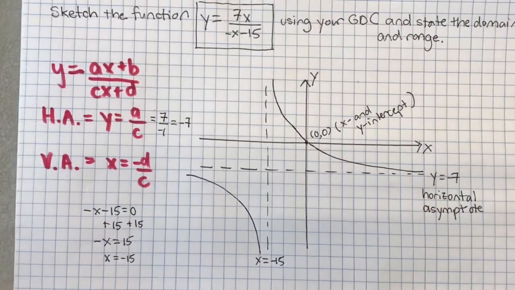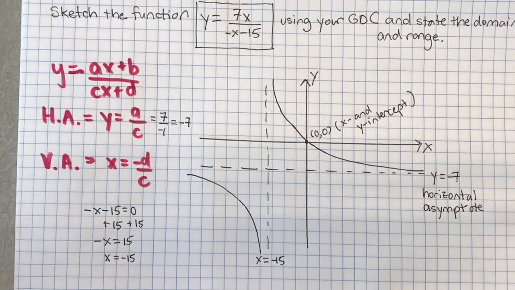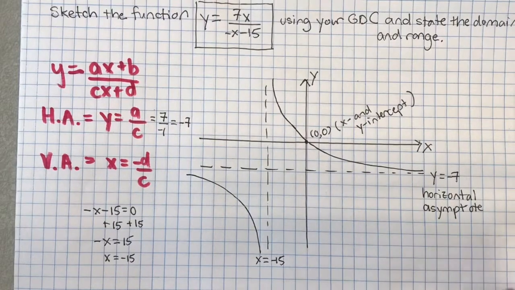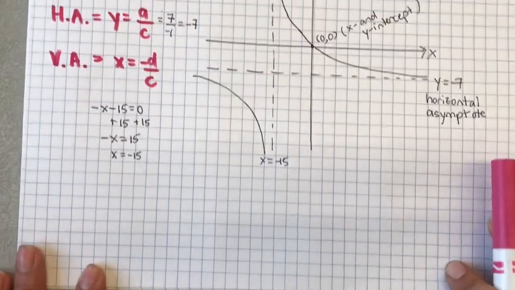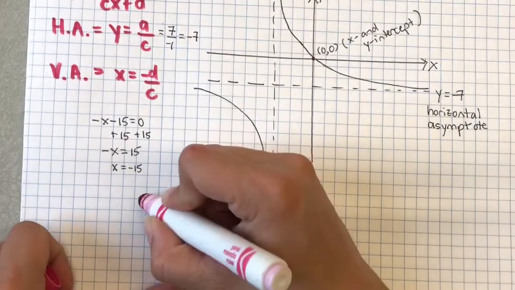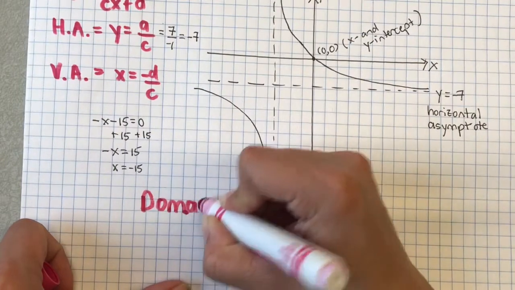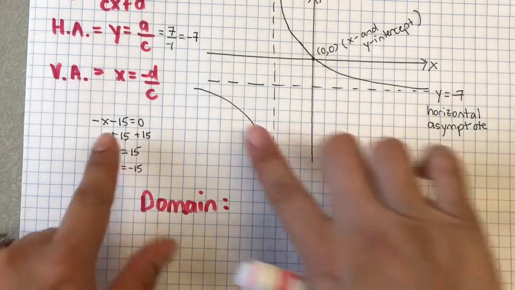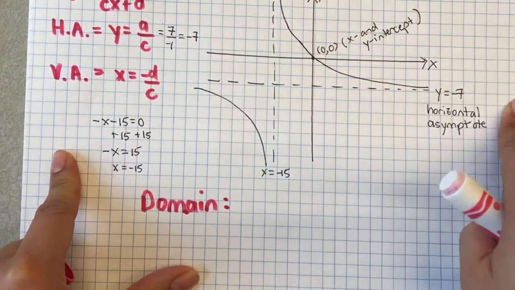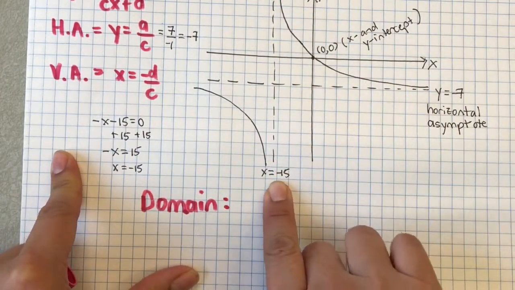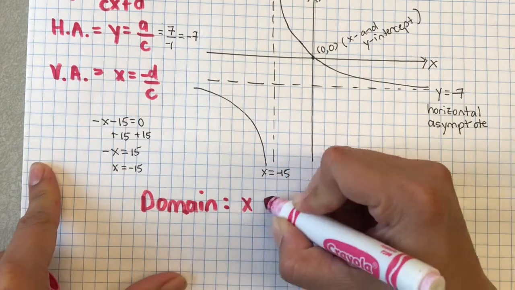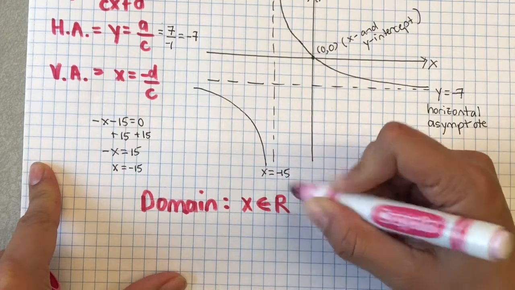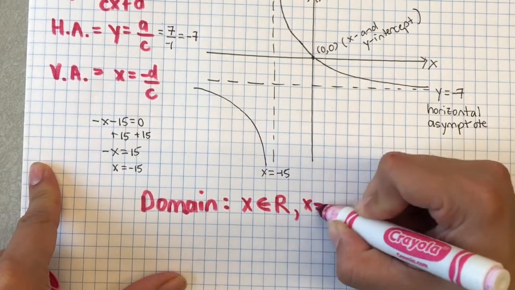Last part is domain and range. I'll do this in pink marker and scoot up our work a little bit. Domain is going to be all the possible values of x. This curve can do all possible values of x except for here. So we'll say it's all real numbers except for negative 15.